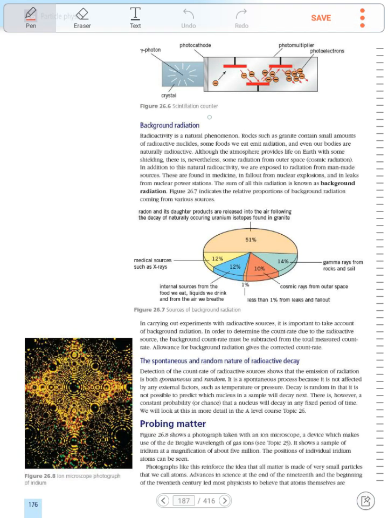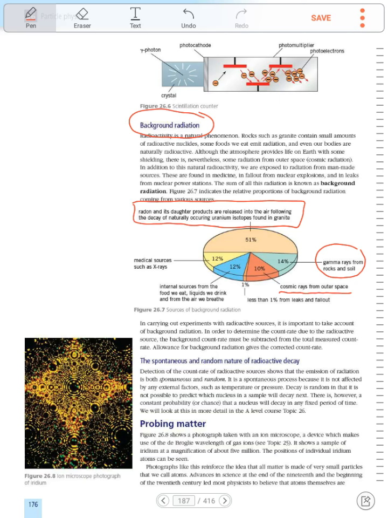We have background radiation which is around us every day. Some of the radiation around us, which is background radiation, comes from cosmic rays, which is about 10% of the radiation around us. There are gamma rays from rock and soil. Some rocks are a radioactive source. The radon and its daughter products are released into the air following the decay of naturally occurring uranium isotopes found in granite.